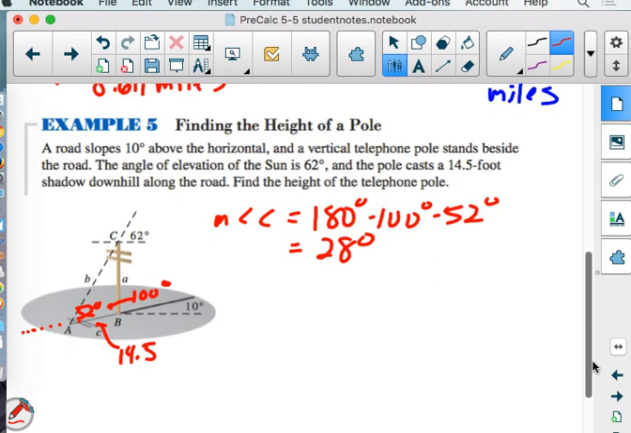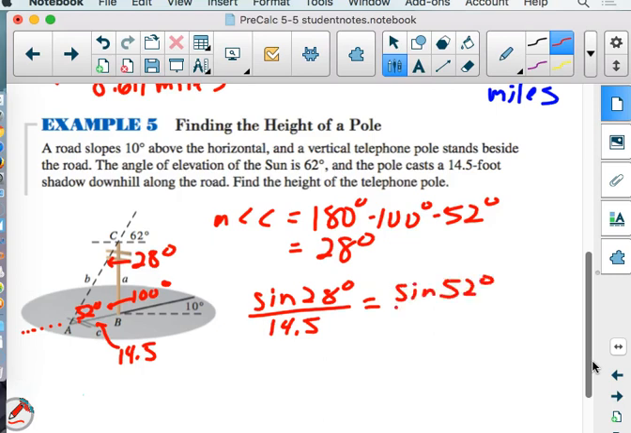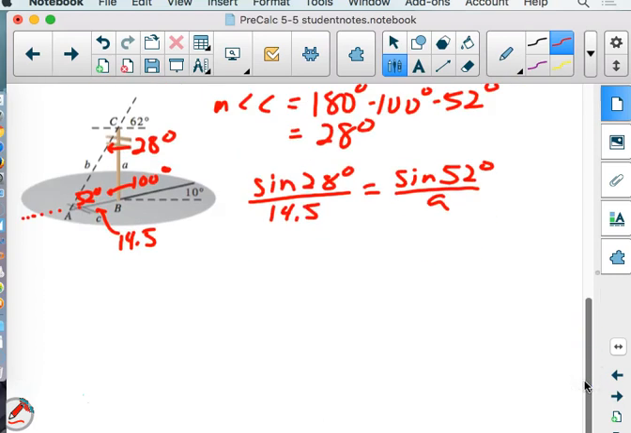So was the 28 useful? We need that, don't we? Because we need a set of opposites to set this up. So with our 28 degrees, I have to blow this triangle up a little bit for future use. 28 degrees is opposite that 14.5. We need that. And now, what should we use for the one we need? Yeah, because we've got 52 opposite the angle. All right, so go to it.